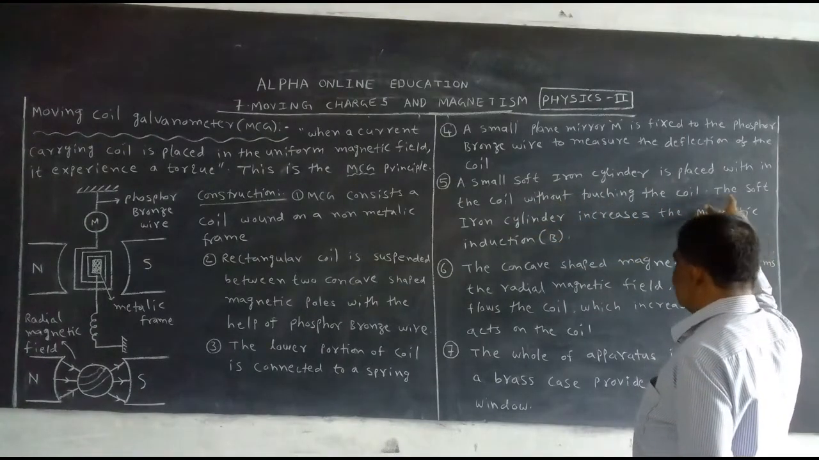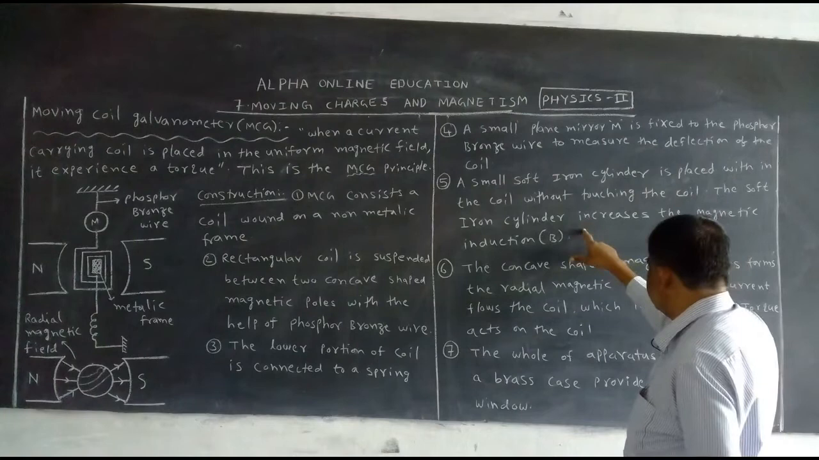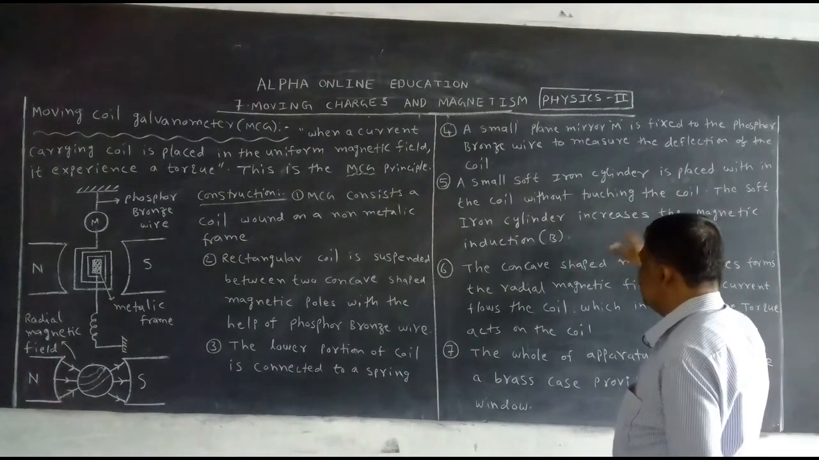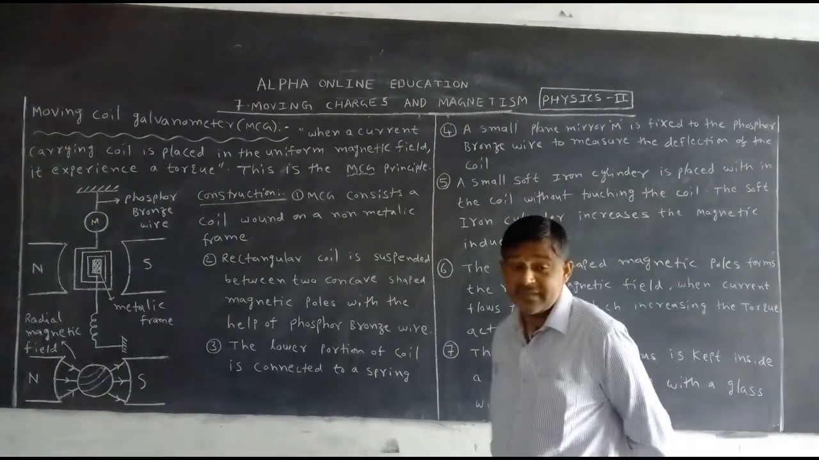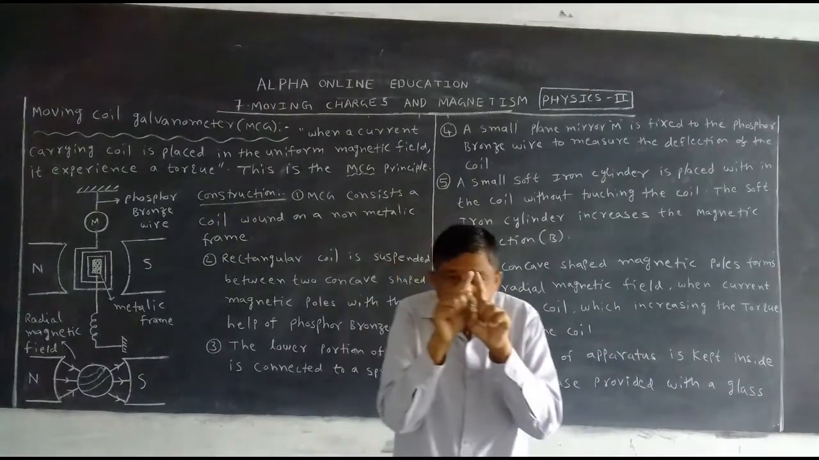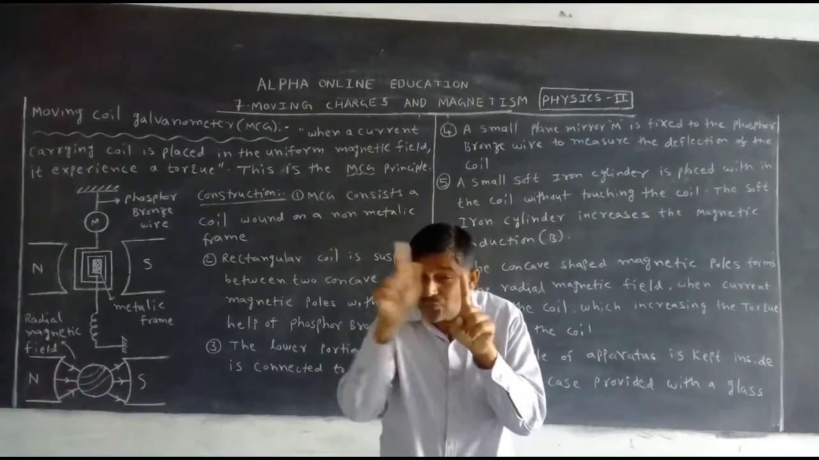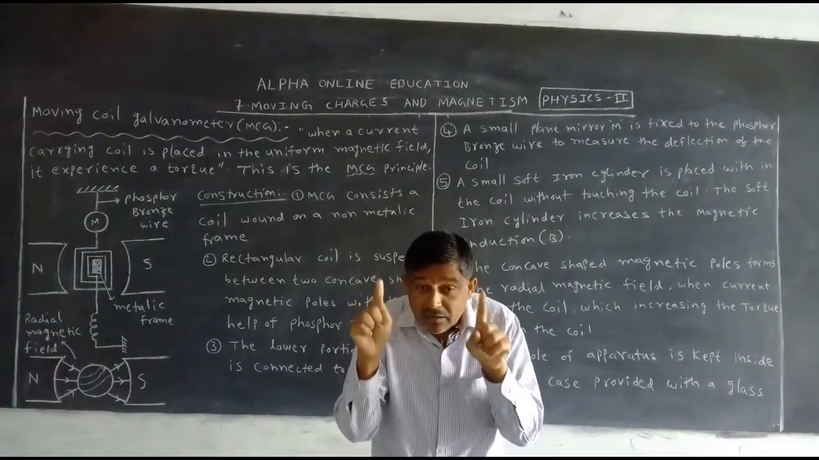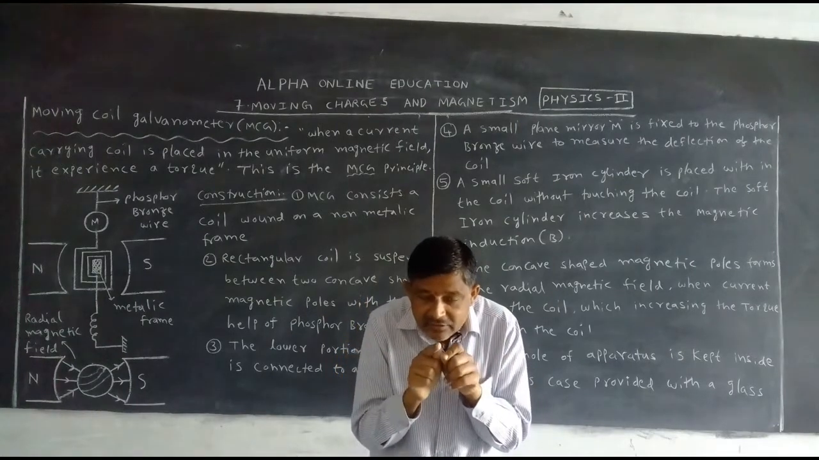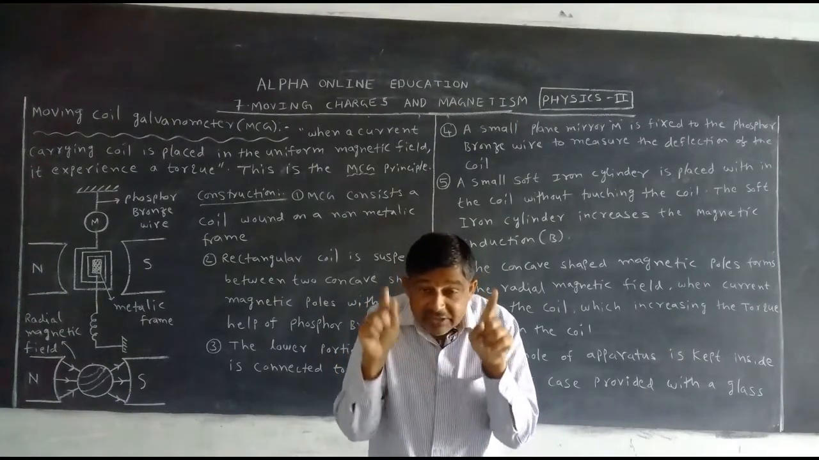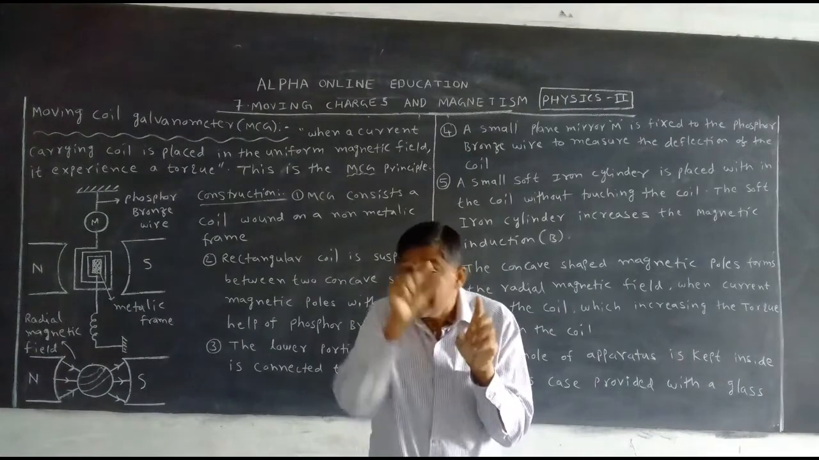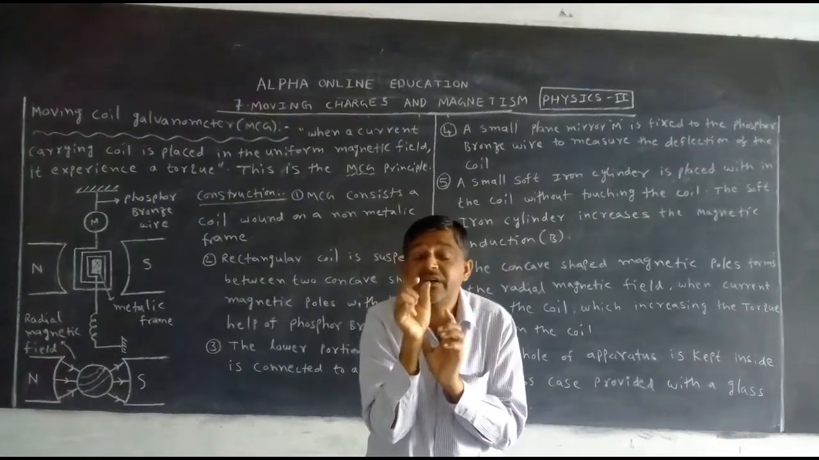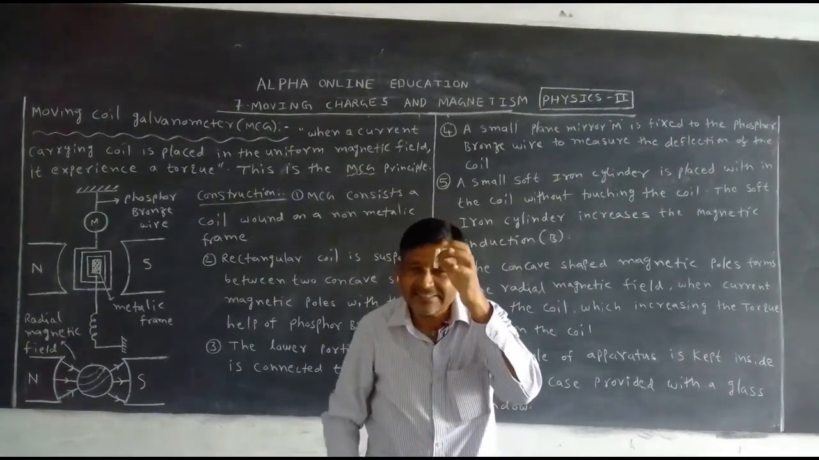The soft iron cylinder increases the magnetic induction. Now what is the meaning of that? We know that this wire is wound on a non-metallic rectangular frame. In the frame gap, we take one small cylinder like this.